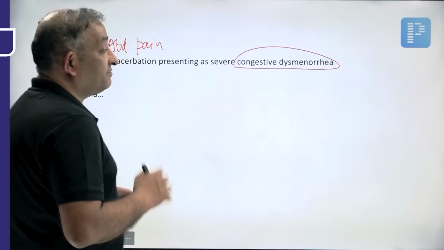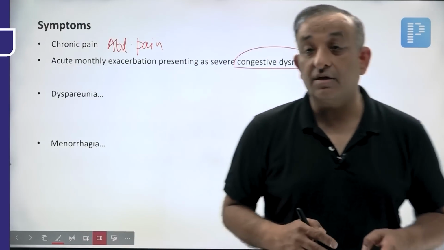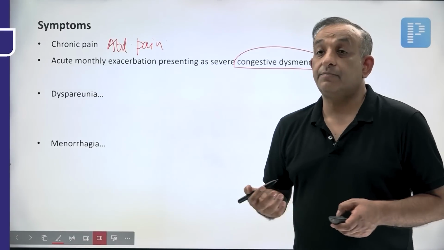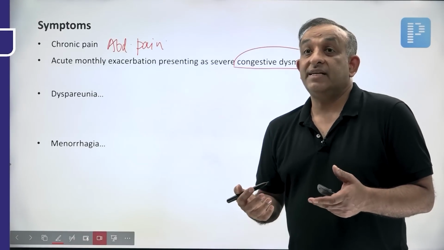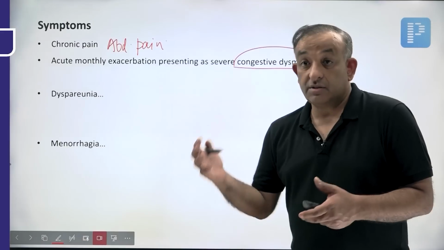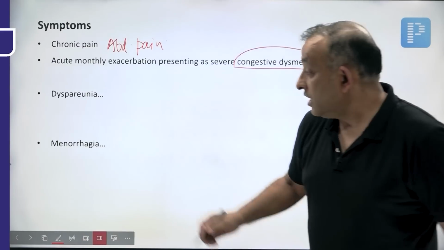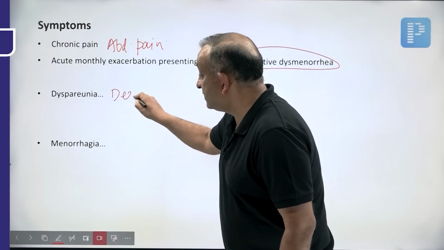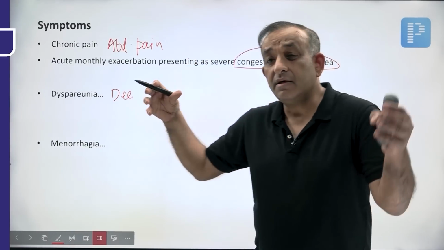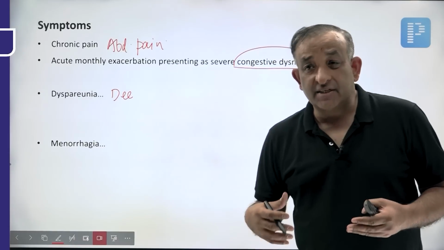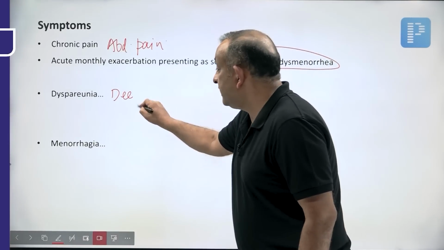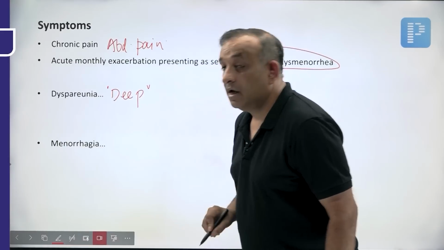So very severe dysmenorrhea, congestive dysmenorrhea, is classical of endometriosis. Then dyspareunia. Those who are sexually active will present with pain such that they cannot have sex anymore. This could be one of the reasons leading to infertility. Why can't they have sexual intercourse? Because of dyspareunia. It means these deposits might be in the uterosacral ligaments, they might be in the pouch of Douglas. So it hurts her to have intercourse. So deep dyspareunia, that's what we say.